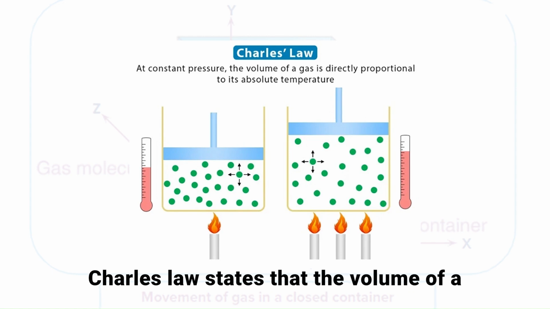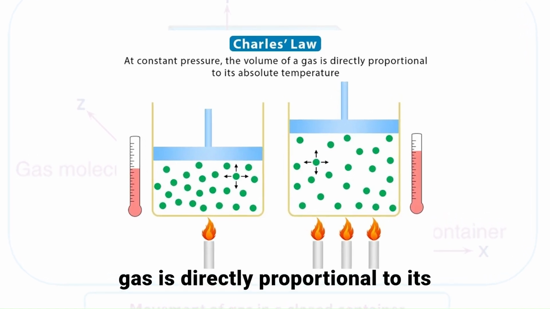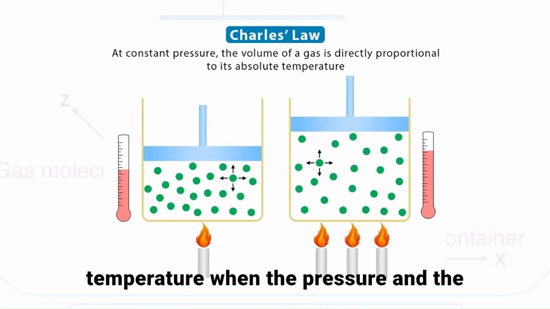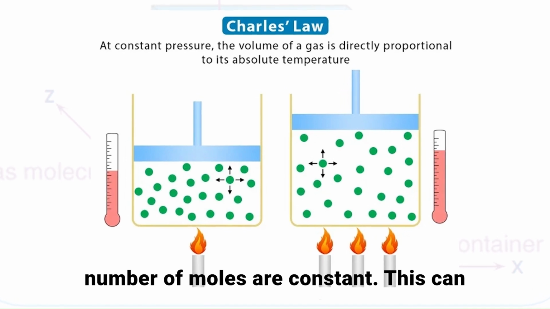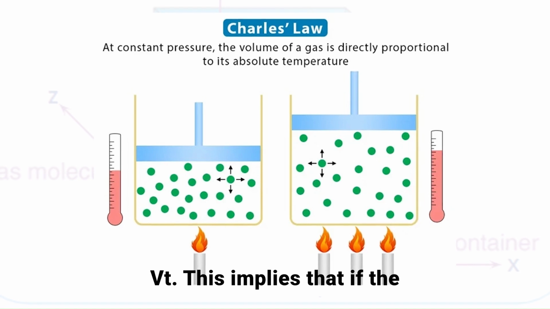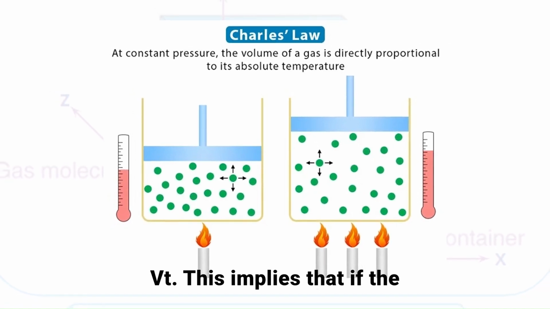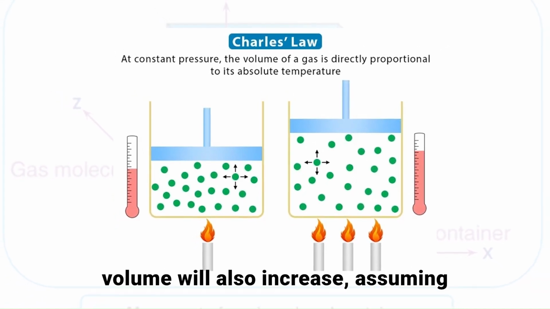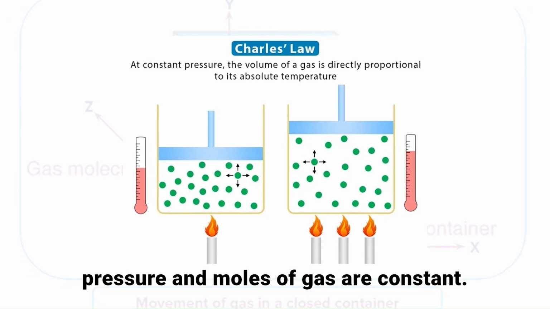Charles' law states that the volume of a gas is directly proportional to its temperature when the pressure and the number of moles are constant. This can be written as V1/T1 is equal to V2/T2. This implies that if the temperature of a gas increases, its volume will also increase, assuming pressure and moles of gas are constant.